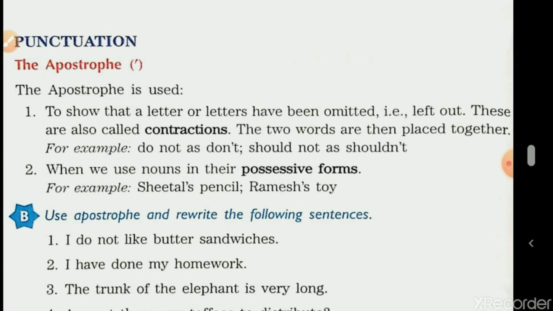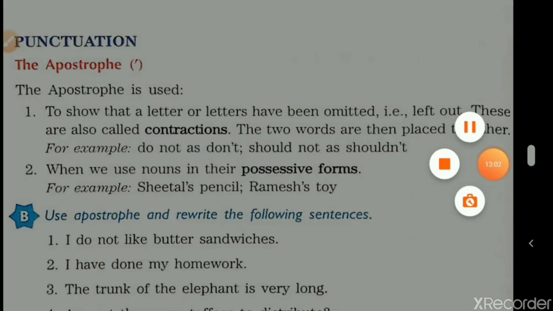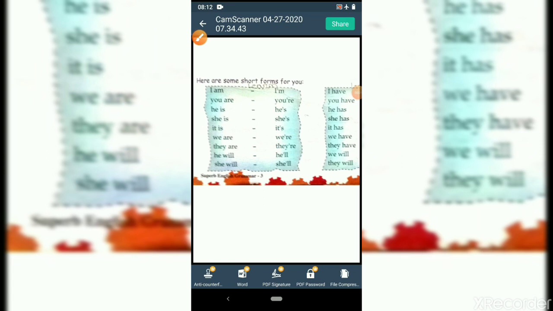Before I start the exercise, you need to know something more about the short forms and the possessions, which we have already revised in class 3. Students, our next exercise is on the use of apostrophe. Apostrophe is used for short forms or for showing possessions. Before we start with the exercise, I would like you to revise the short forms, which you have already learnt in class 3. So, students, let's revise the short forms.